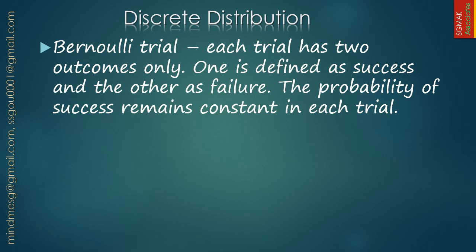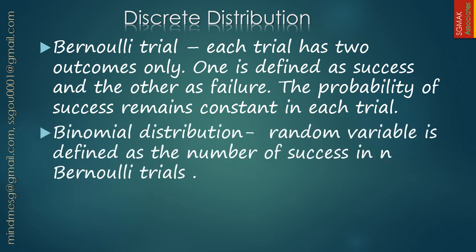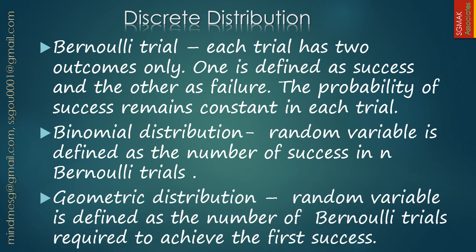So let's talk about a Bernoulli trial. Each trial has two outcomes only. We define one of them as success and the other as failure. And the probability of success remains constant in each trial. In binomial distribution, one of the commonly used discrete distributions, the random variable is defined as the number of successes in n Bernoulli trials. The number of trials is fixed. We're simply trying to find out how many successes we had in those trials.